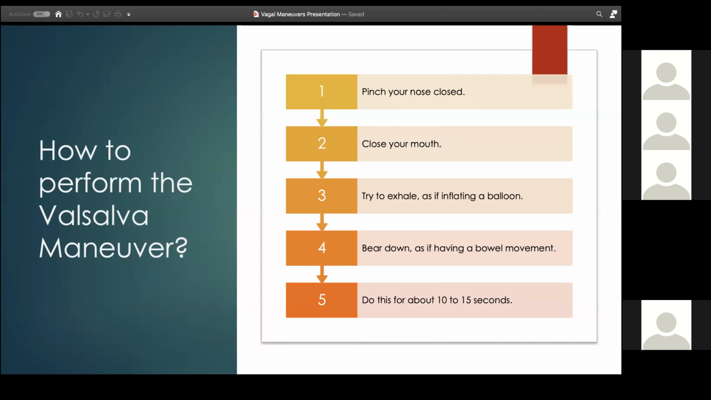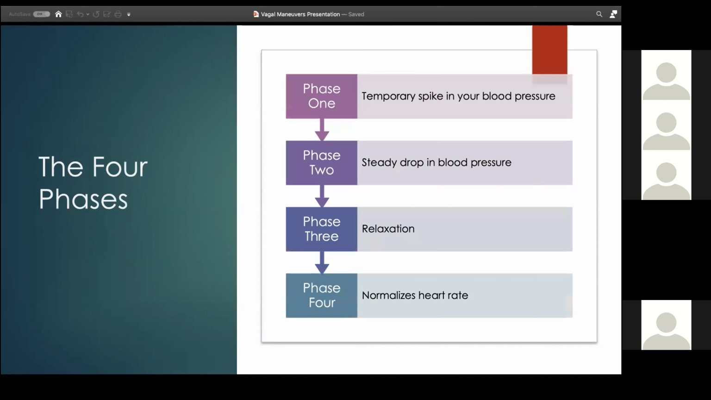So how to perform the maneuver. Number 1, you want to pinch your nose. Number 2, close your mouth, so you have that closed airway, if that makes sense. Then you try to exhale and you bear down as if you're having a bowel movement. You do this for about 10 to 15 seconds, and it can be done sitting or lying down. So you go ahead and do that.